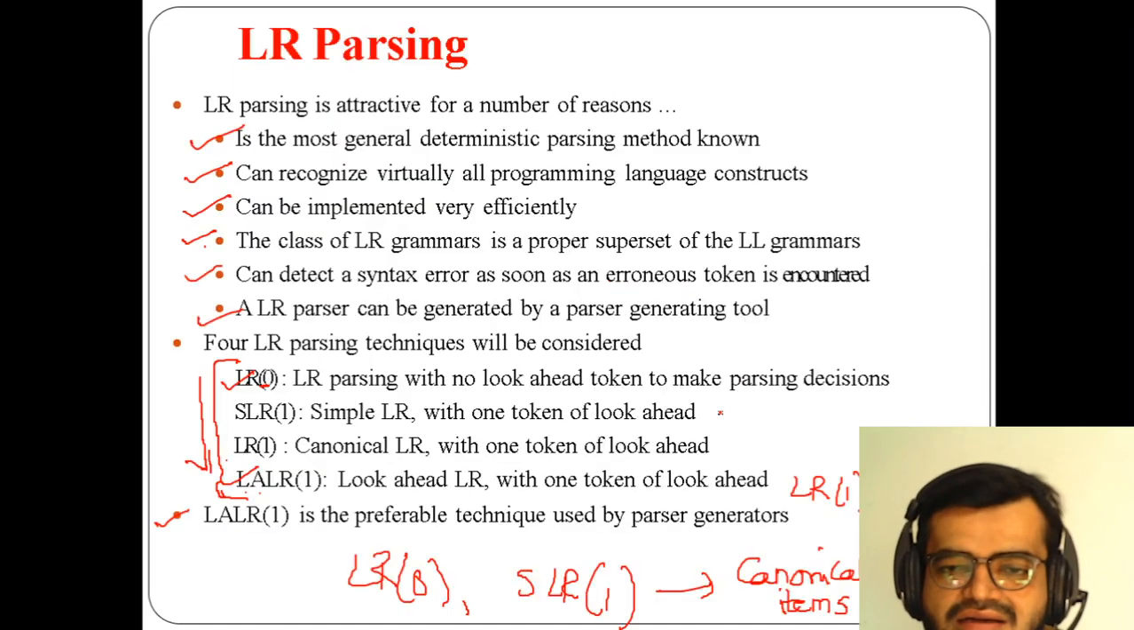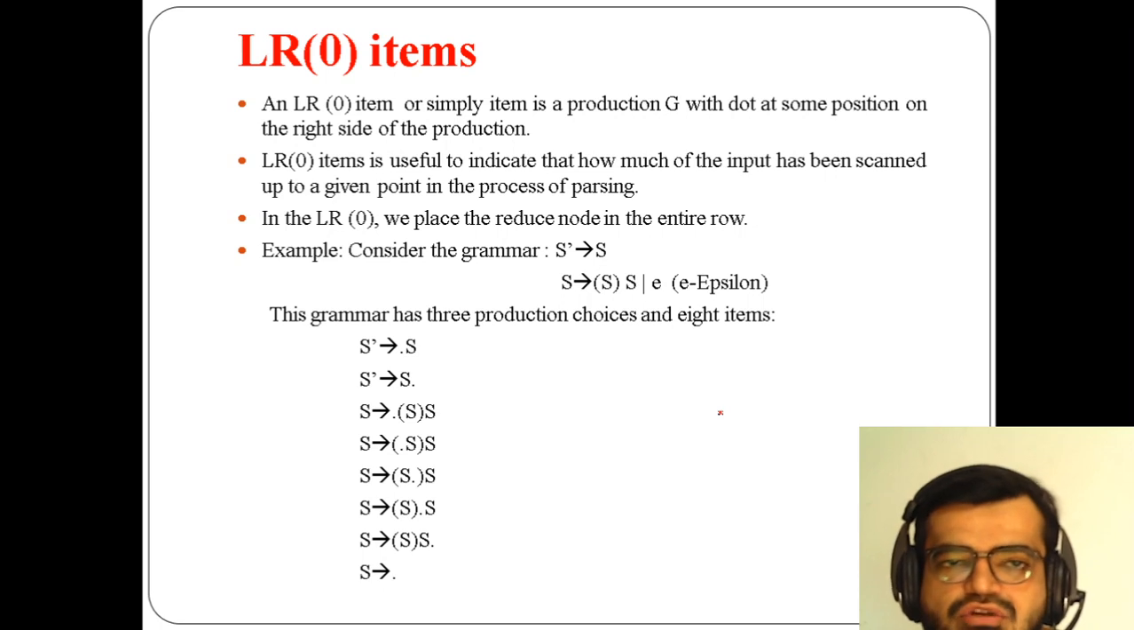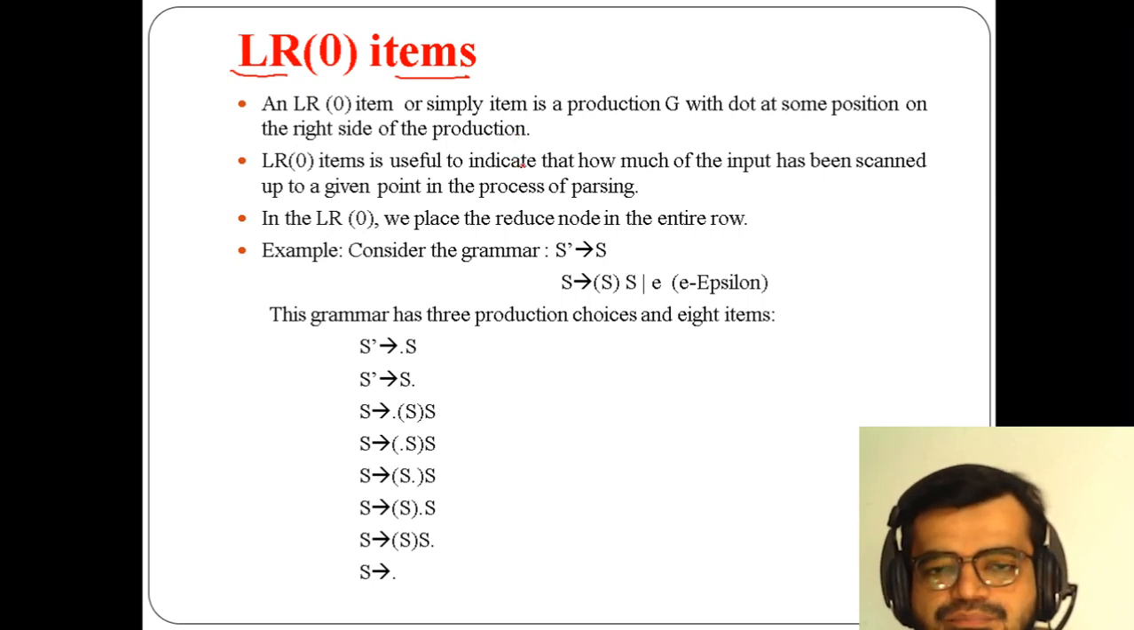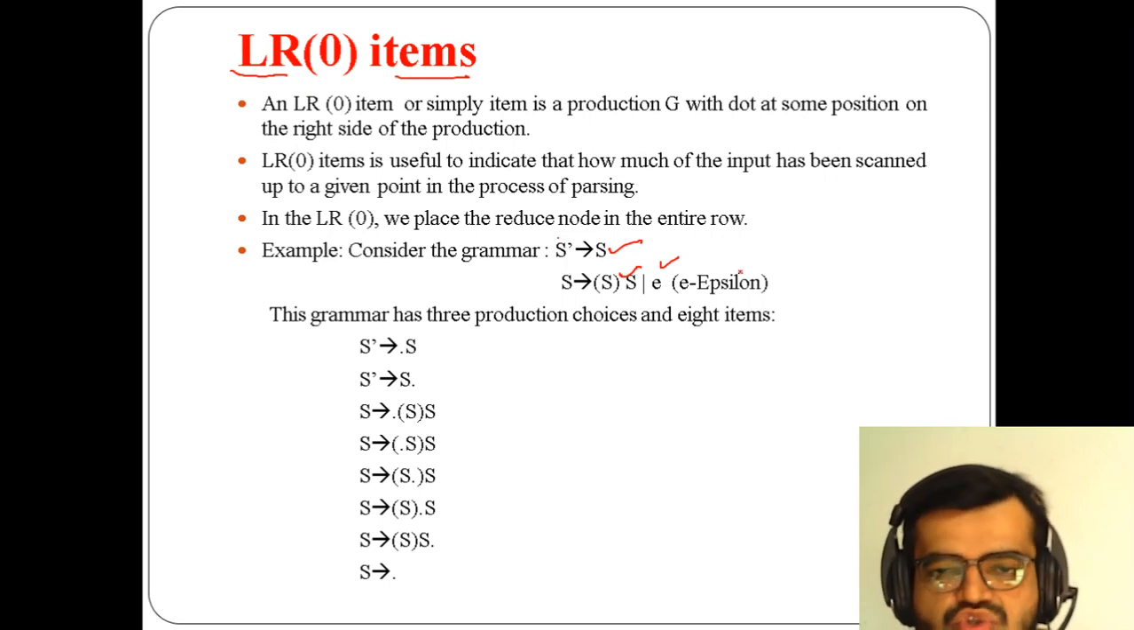The next thing is that before going to LR(0) parsing, we need to first learn LR(0) items. What are LR(0) items? For example, this is my grammar: S' produces S, S produces (S)S or epsilon, where E represents epsilon. So this is my grammar. How many productions are there? There are 3 productions: this is the first, this is the second, and this is the third. Epsilon is also a production, so there are 3 production choices.